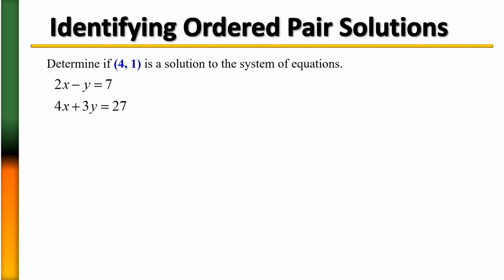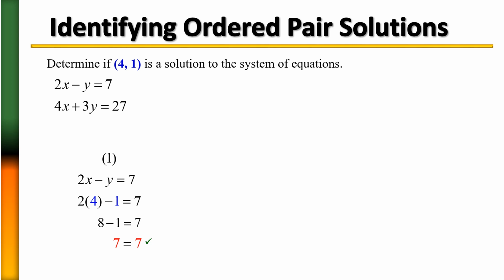Now you have to do one at a time. So let's start with the first equation first, removing x and replacing with 4, removing y, replacing with 1. Order of operations, 2 times 4 is 8, and 8 take away 1 is 7. So therefore, it does check out for the first equation that the ordered pair (4, 1) is a solution to the system of equations. Anytime you plug it in and you wind up with both sides being the same, then that means that ordered pair is a solution.